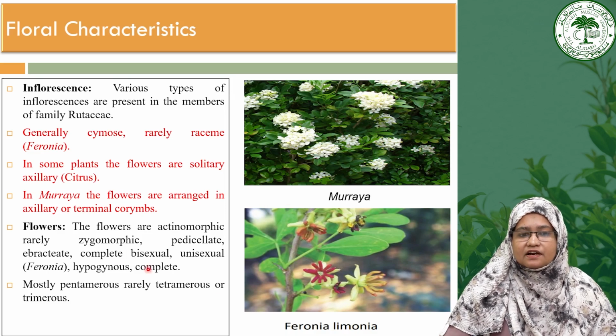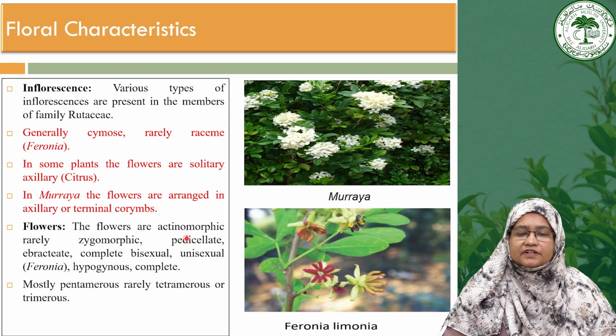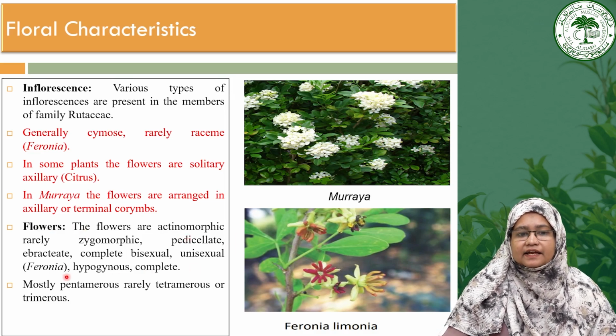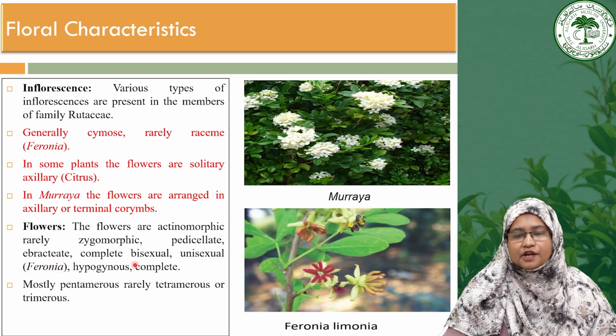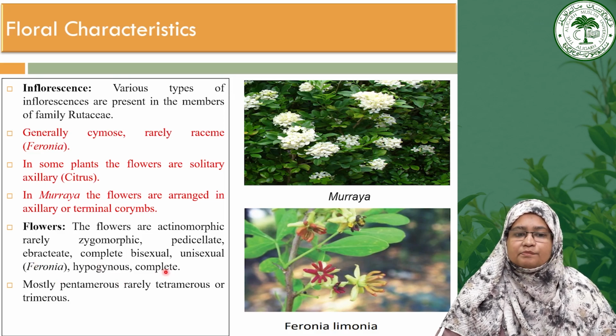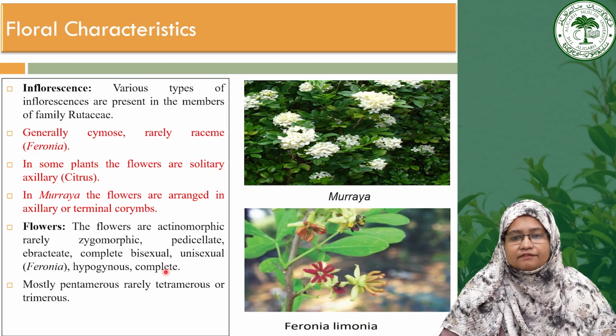Now, moving towards the flower. Flowers are generally actinomorphic, but rarely they are also zygomorphic, pedicellate and ebracteate, complete, bisexual, but sometimes unisexual as in the case of Feronia, hypogynous and complete. Now, mostly they are pentamerous or tetramerous. That means they have floral parts either in multiples of 4 or in 5.